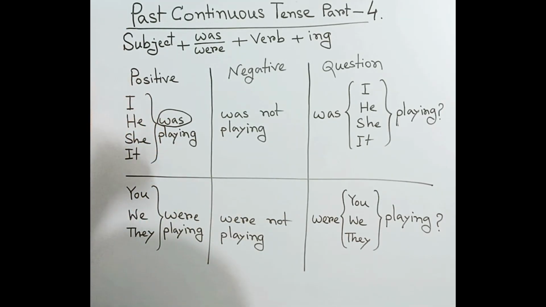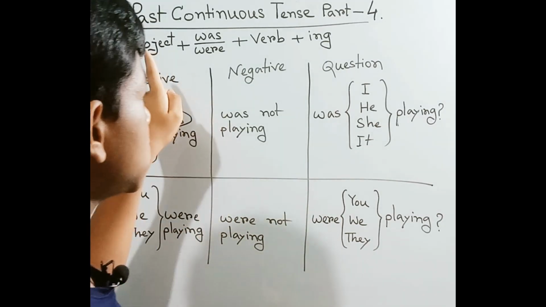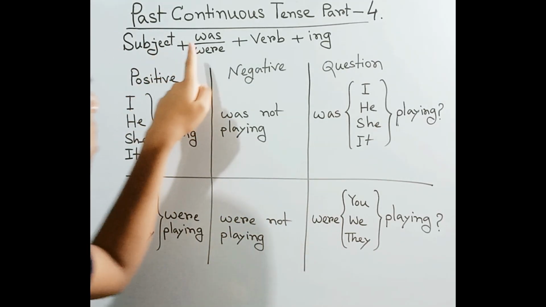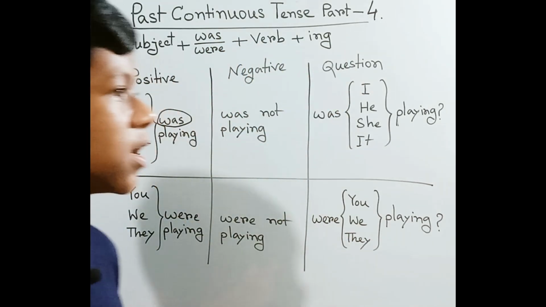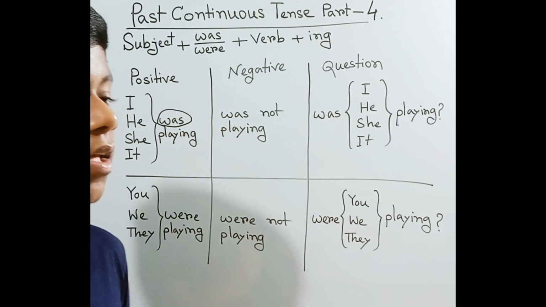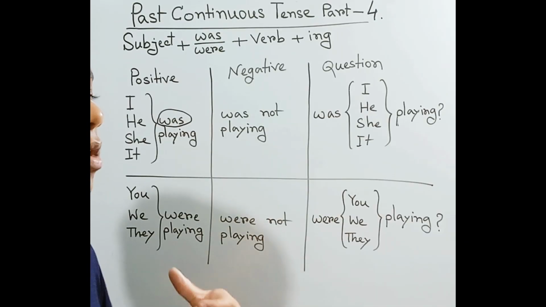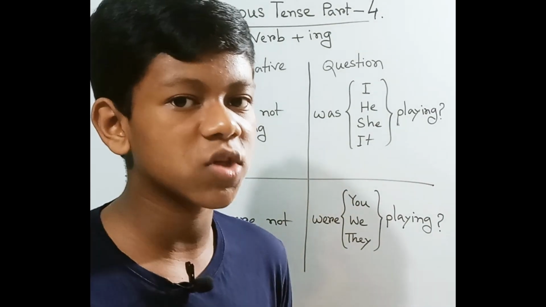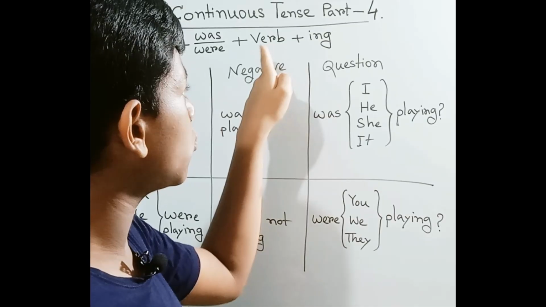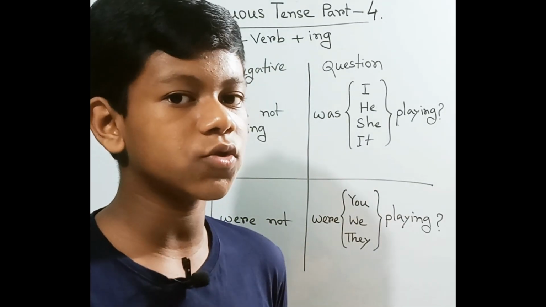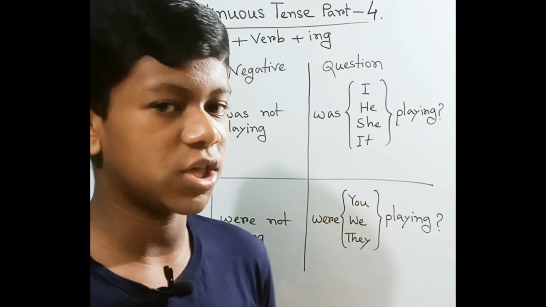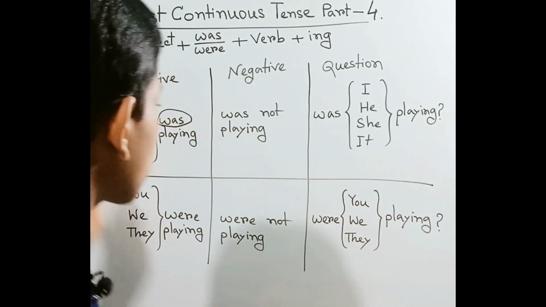Here I have written the structure to make you all understand. The structure of the past continuous is subject plus was/were plus verb plus ing. It means first you have to put the subject, then you have to put was or were depending on the subject. Then you put the main verb, the base form of the verb. Then you have to add the ing.